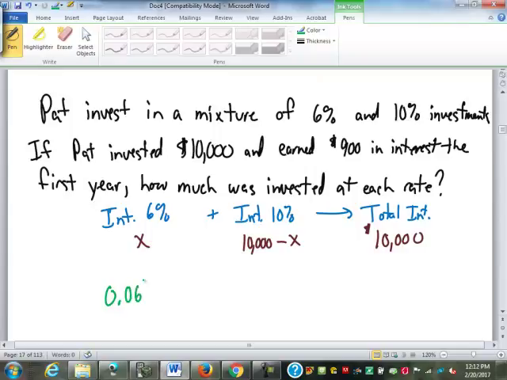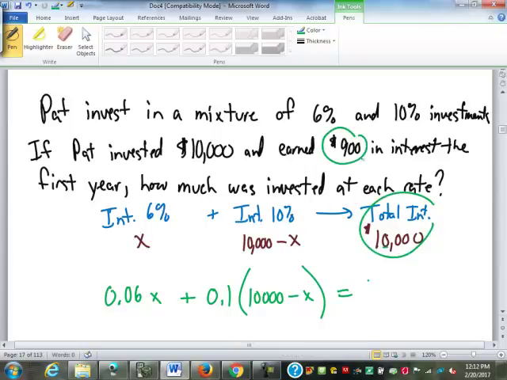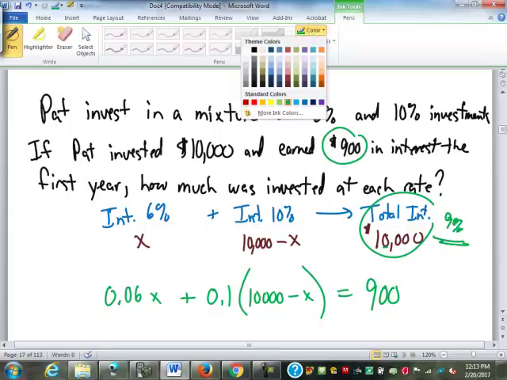So we have 0.06, our 6%, times X, plus 10%, which is 0.1 times 10,000 minus X, equals our total interest. Now we know there's 10,000 invested, but we weren't given a rate. We were just told that the total interest was 900. So I'm going to plug 900 in there in place of the rate times the total. We could figure that out to be a 9% yield, but I just gave you the total amount of interest.